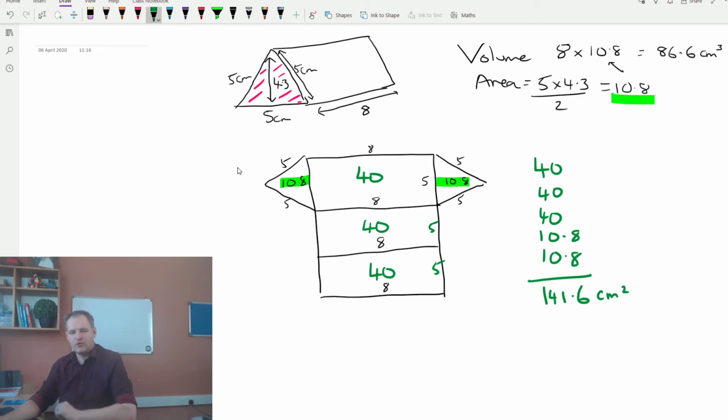Okay? So that is the surface area. I'm going to call it SA. So I've been doing English and maths because I've just done an essay.